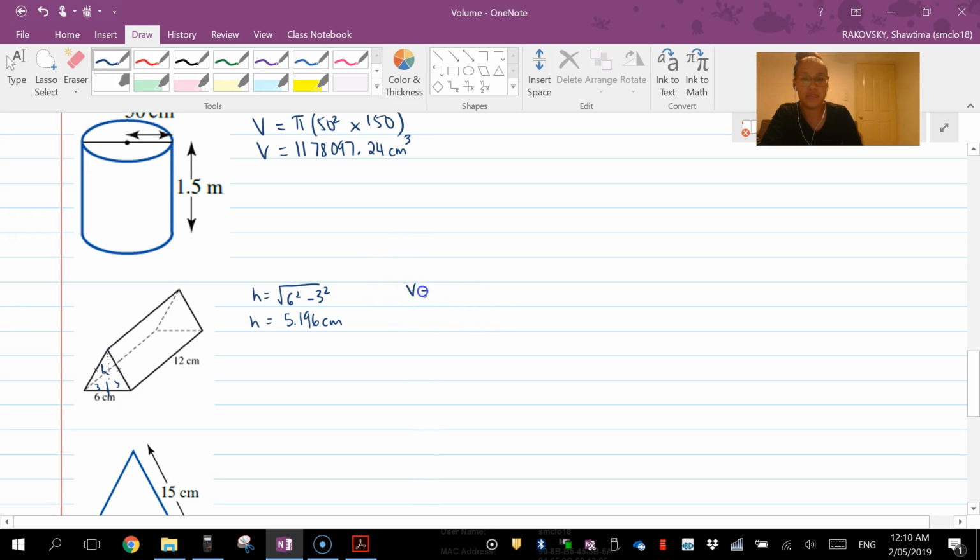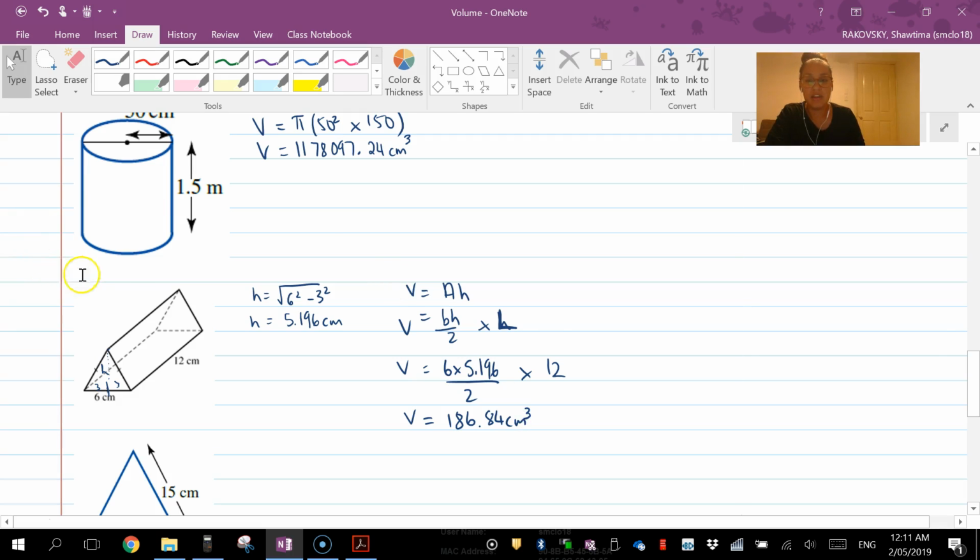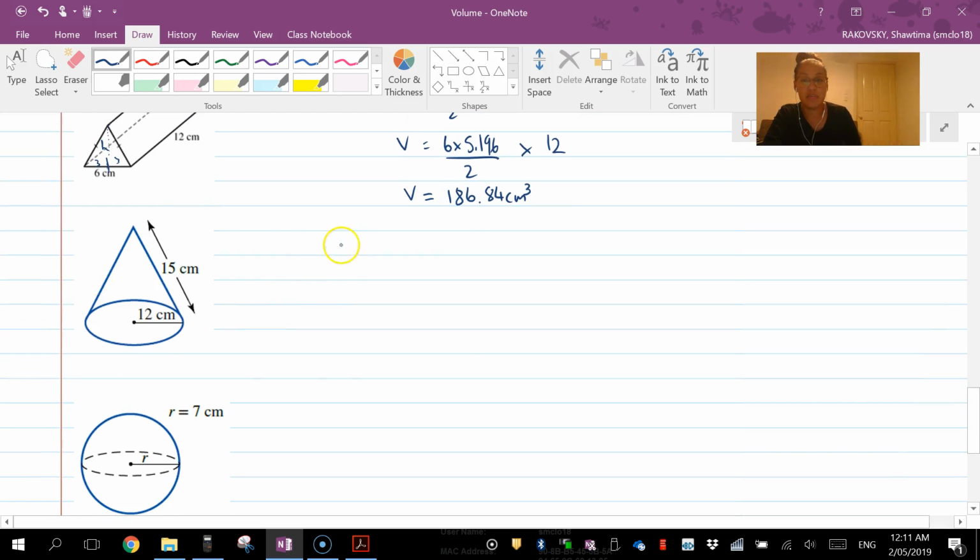I can now use that to substitute in. So volume equals AH, and the area for this shape is base times height divided by 2, times H. You'll notice that there are 2 H's. This is for the H in the triangle, so we can call this length if you wanted. It doesn't matter, you're using letters as variables. So V equals 6 times 5.1962 times 12, which is the length of the shape, and that gives us 186.84 centimeters cubed.